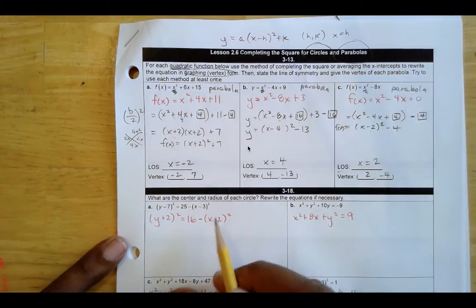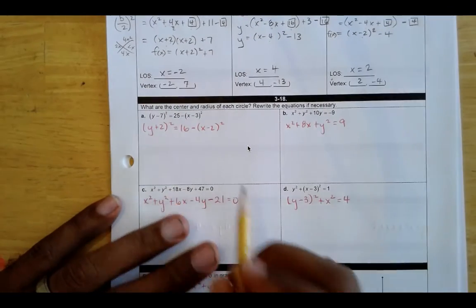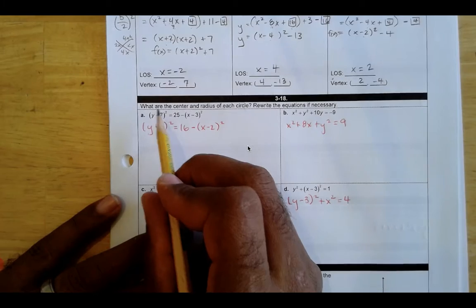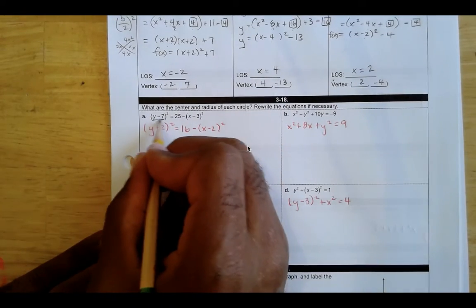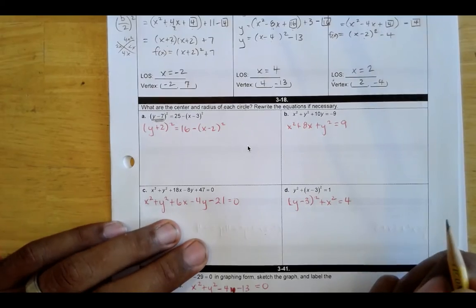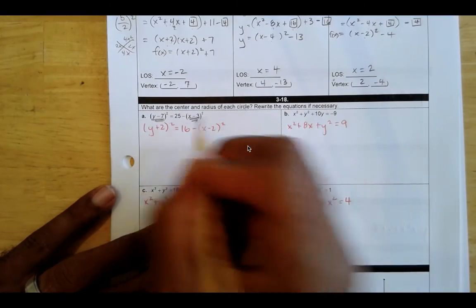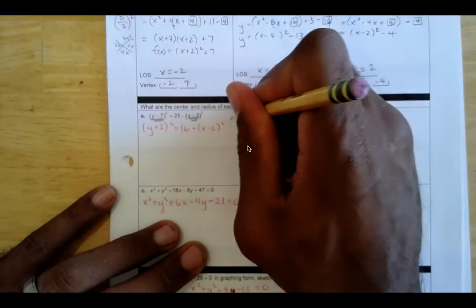But now when we come down here, first of all, we already know that these are circles because they literally ask you what are the center and radius of the circle, but what's the key difference? The key difference is that there's a y squared piece, like Ms. Menard was saying, and an x squared piece. So we know these are all circles.